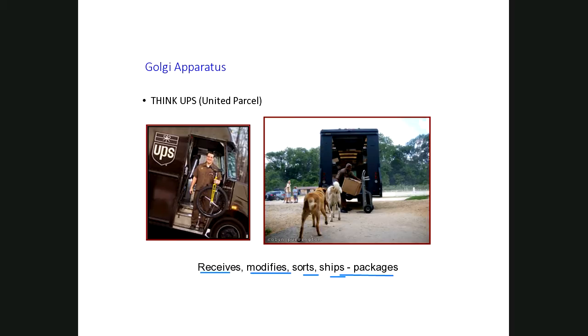It receives that transport vesicle with the protein in it from the rough endoplasmic reticulum. The transport vesicle will come from the rough endoplasmic reticulum and arrive at the Golgi apparatus. It will then modify, sort, and ship that package. So let's take a look at that. When you think of the Golgi apparatus, think of the United Parcel guys.